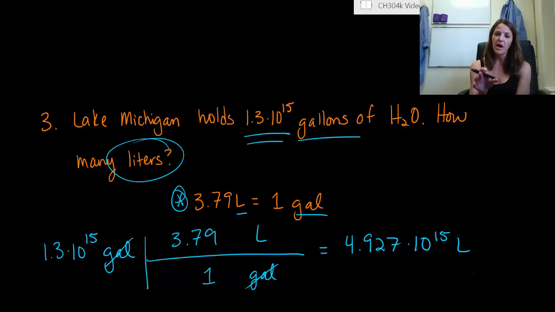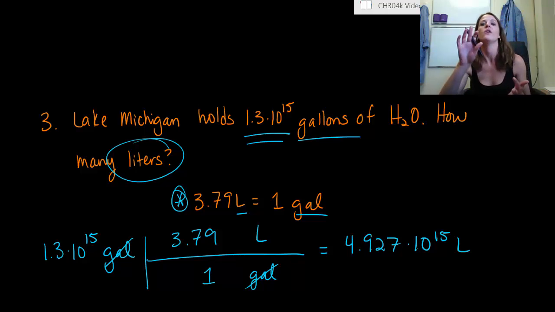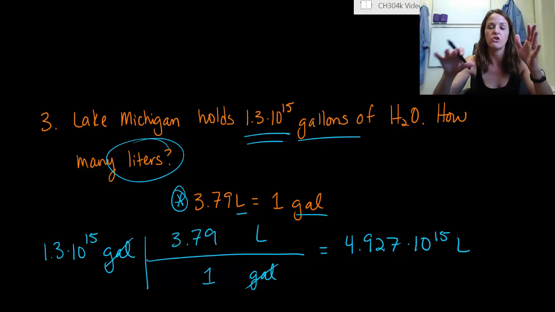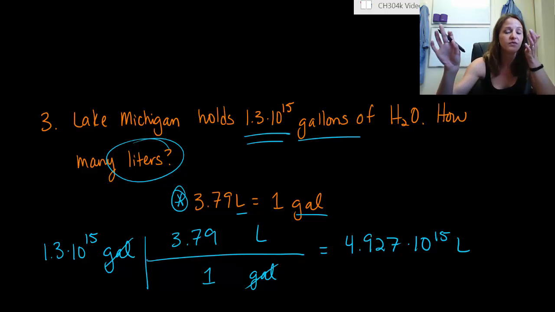So yes, this was a simple problem, but we need to review scientific notation. If you are typing in the 1.3 times 10 to the 15, and you're writing 1.3 times 10 caret raised to 15, you're doing it incorrectly. You need to be using that little EE button. So you should be typing in 1.3 EE 15, all right?